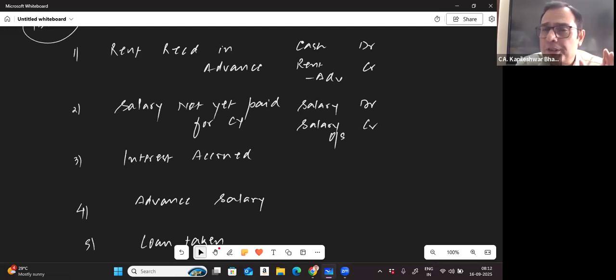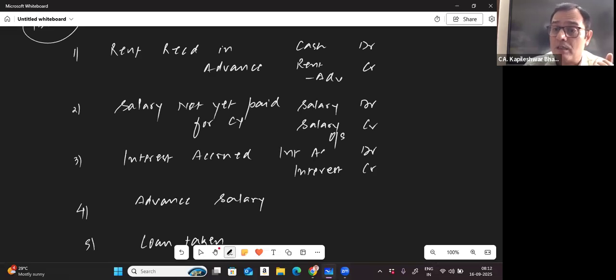Then you say interest accrued. When there is interest accrued, it is income which is not yet received, but you need to still record the income on accrual basis. So there is an interest income. Interest being an income is going to be given a credit. And since you did not receive the income, you need to record an asset, and that is the interest accrued account itself. That is an asset.